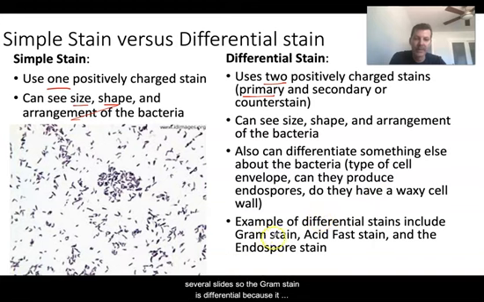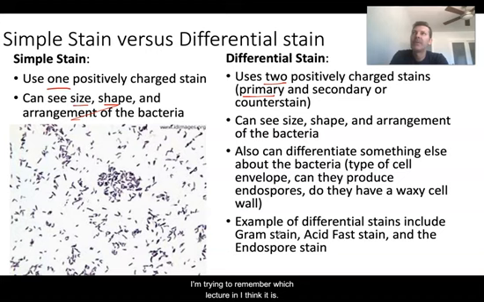So the Gram stain is differential because it has two dyes, and each bacteria that's put through it will end up with one of those two colors. We'll talk about that in just a second. But each of those colors is going to be meaningful.